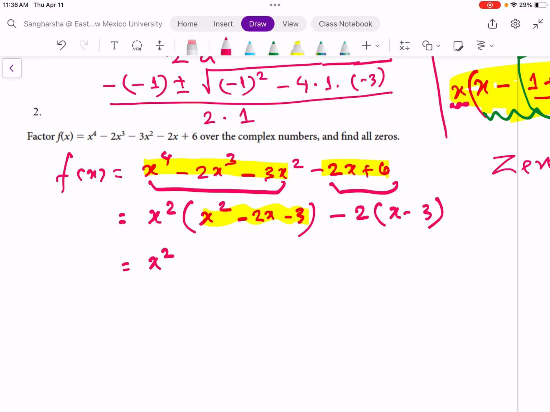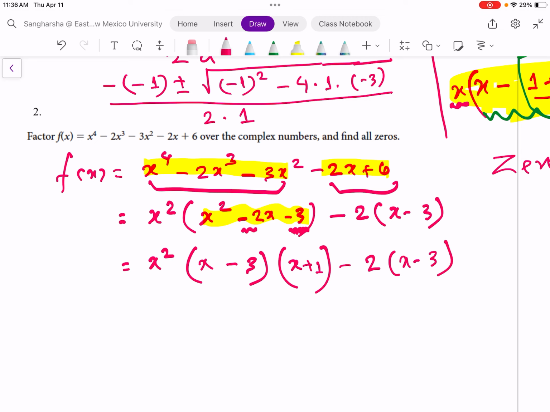So we have x squared, so we're going to have 2 factors. x has to be the first term. Now give me two numbers whose product is -3 and sum is -2. -3 and positive 1, right? Okay, so we have x minus 3 times x plus 1. Then minus 2 times x minus 3. So we have 2 expressions: this is the first expression and this is the second expression.